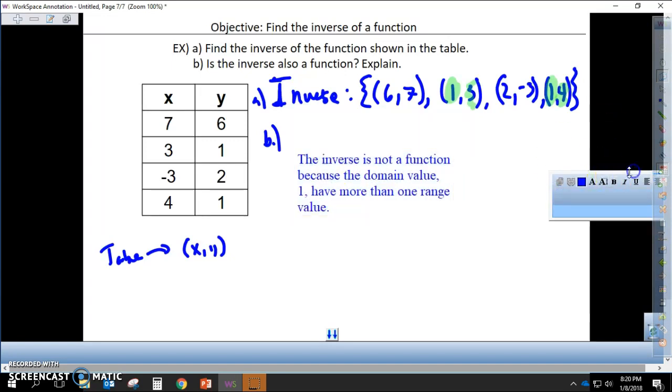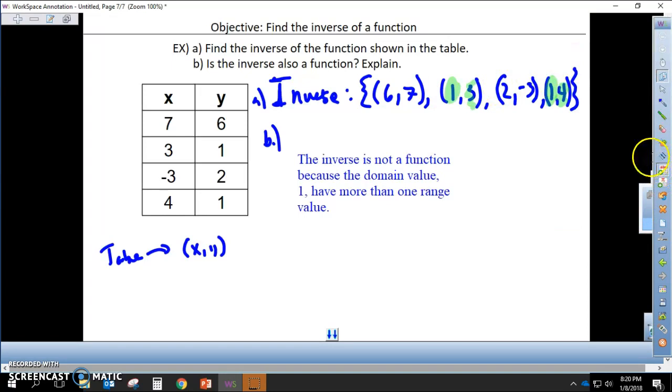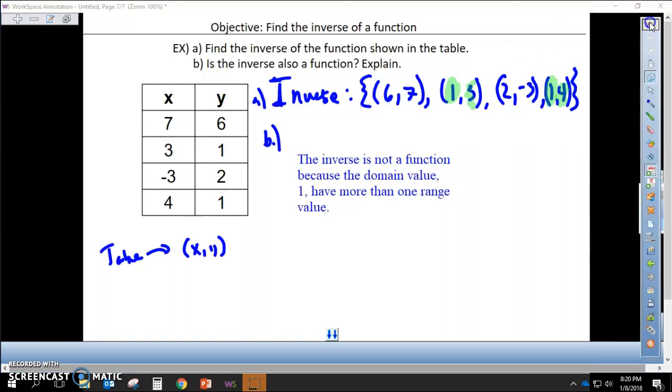Now, what if this 4 was a 3? If it was 1, 3, 1, 3? Well, that's okay. Still a function. Okay? So it's okay if the x's repeat, but the y's have to be the same. But since the y's are not the same, since 3 and 4 are different, this one has more than one range value. That's not allowed. That's not okay, right? It's like when you're talking to more than one girl or talking to more than one boy, that's not okay, not allowed, right? So that's how you do this example.